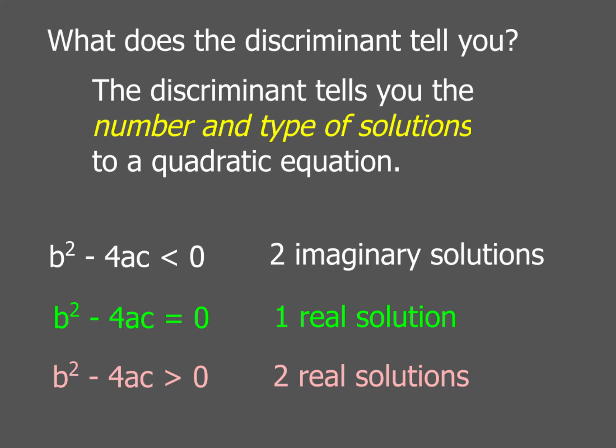And when you find the value of b squared minus 4ac, because that is the discriminant, you're going to look at that number that you get, and if that number is negative, you're going to have two imaginary solutions. If it's equal to 0, you'll have one real solution, and if b squared minus 4ac is greater than 0, you will have two real solutions. So let's take a look at this example here.